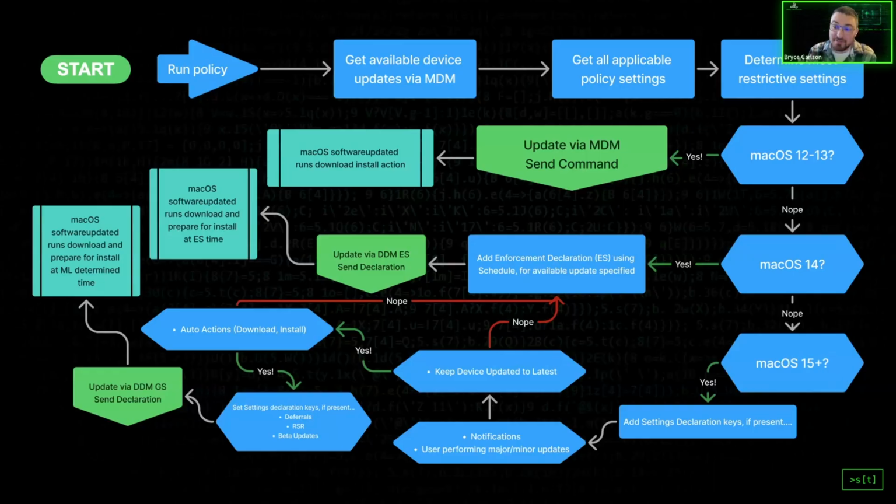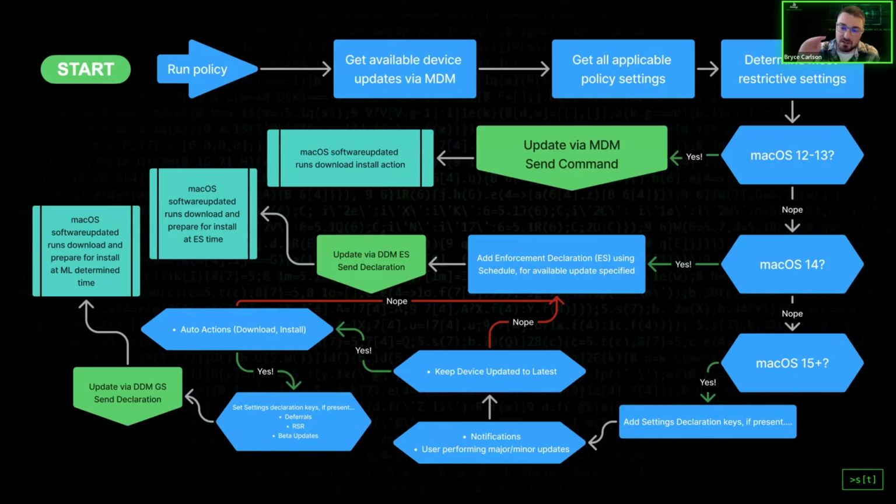If he's on macOS 15 or up, then it's going to say, okay, do you have the global settings declaration keys set? Okay, yep. Are these present? Let's take a look. Notifications and allowing the user to perform major minor, you could set and say, okay, I want to control these through global settings, and I want to keep the device updated to latest. Okay, great. Go and send that as an enforcement specific if I don't have that set. Meaning, let's say I want to hold him to 15.3 instead of 15.3.1, and I have that set in the top where I want to keep the device up to the latest.